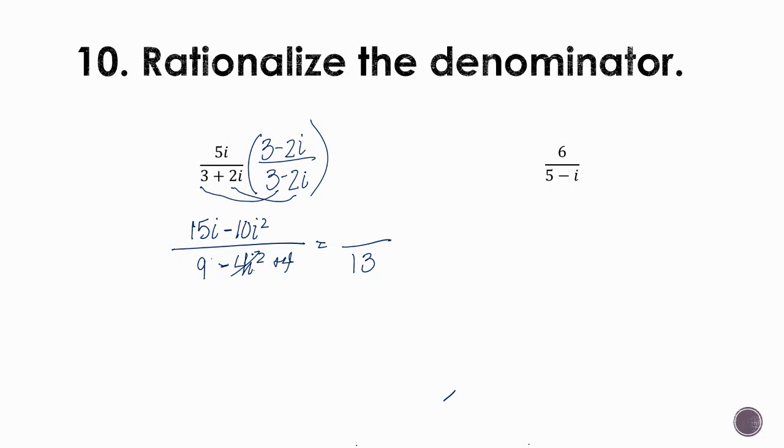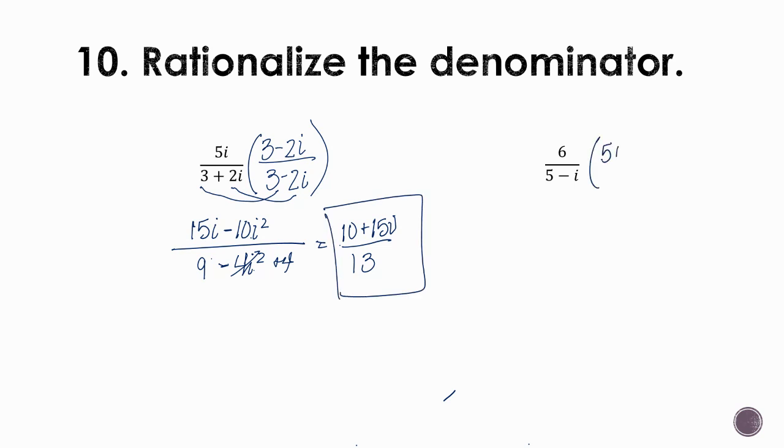On the top, I'm going to simplify this negative 10i squared into 10, and then plus 15i. Check real quick and make sure that there's nothing you can factor out. I can't. 10, 15, and 13 have nothing in common, so I am done with that.